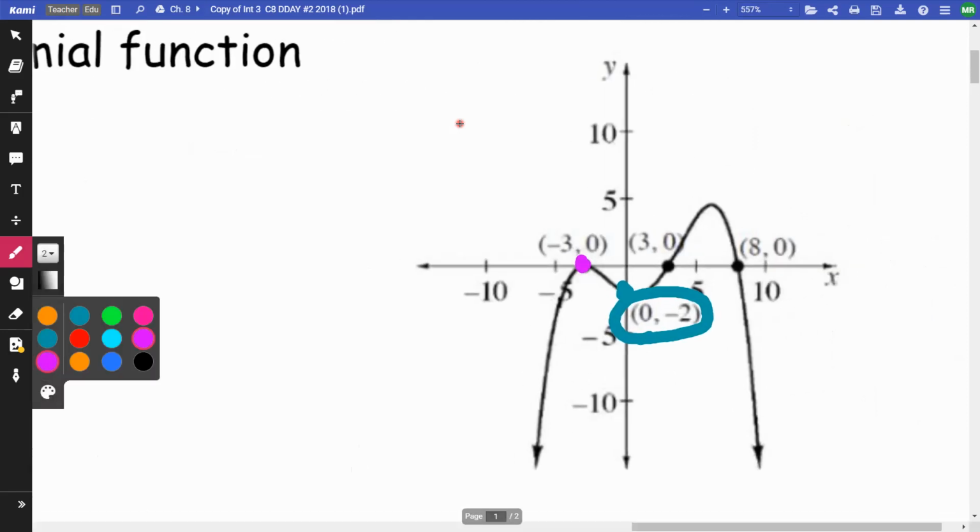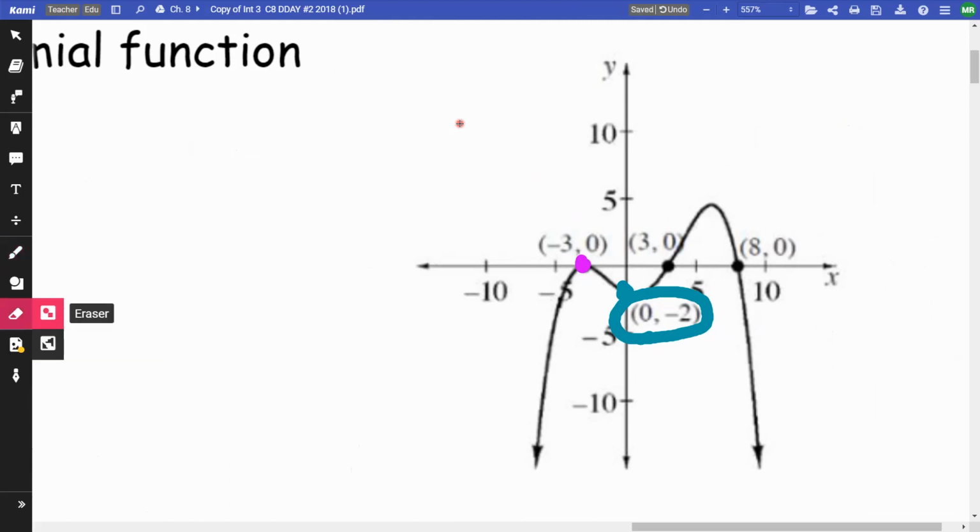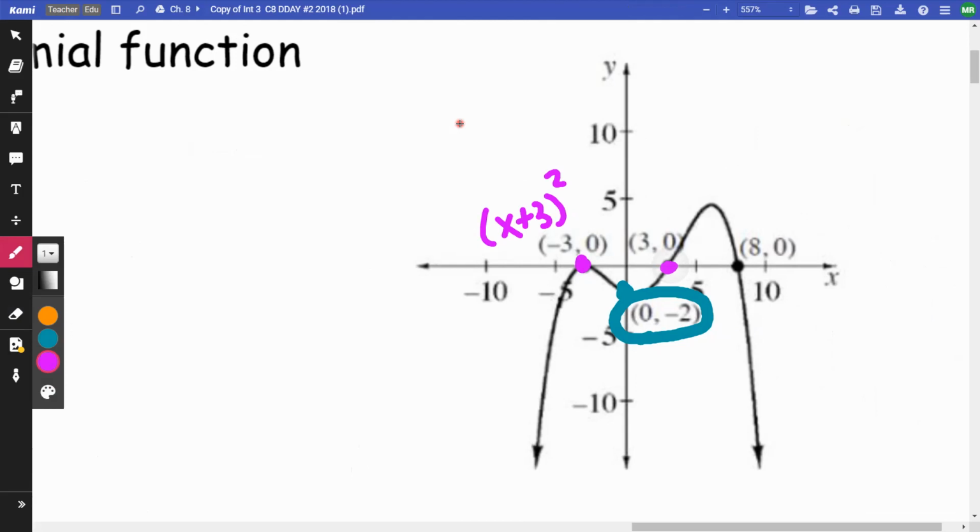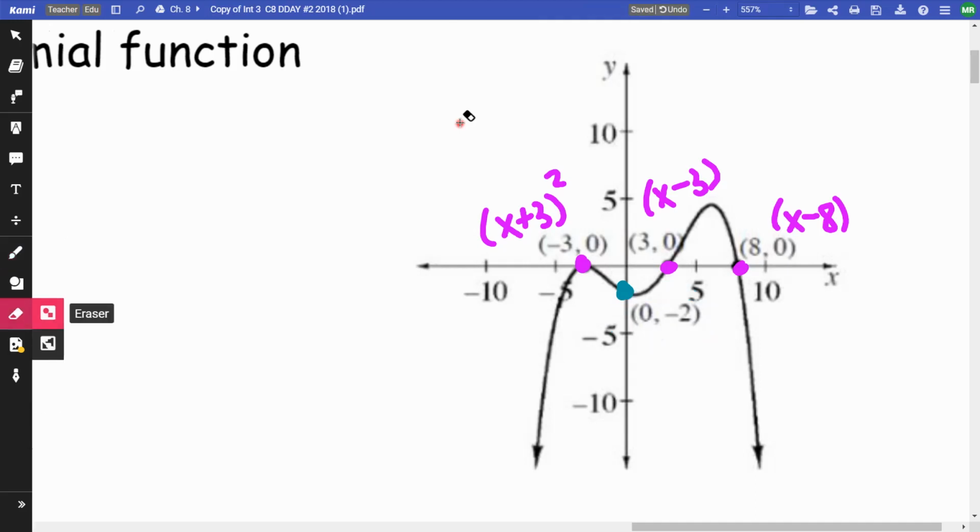So I have a 0 here at -3 and it bounces off. So really that would have been an x plus 3 squared. So that would be an x plus 3 and it's going to be squared. I have a 0 here at 3. It's going through. So that's going to be an x minus 3, and that's just going to be a single. And I have one here at 8. So that's going to be an x minus 8. And again, that's just going to be a single.